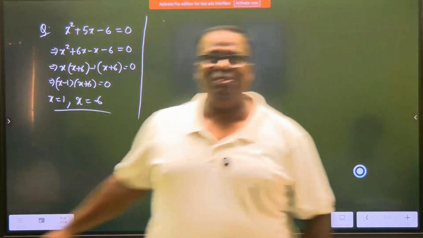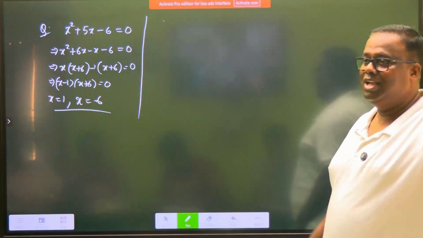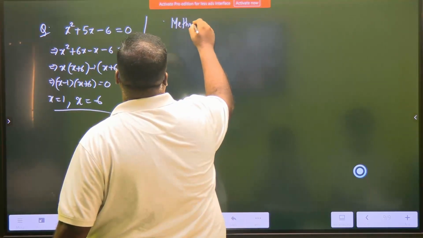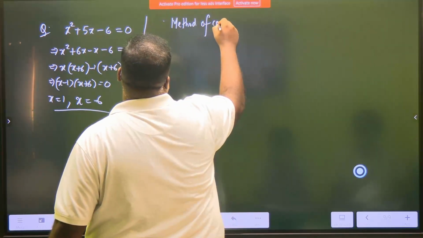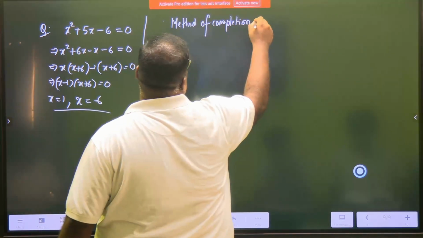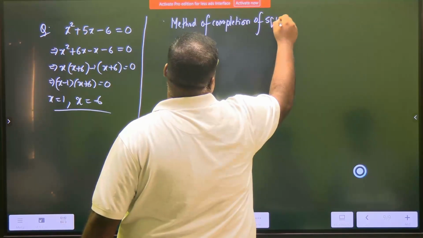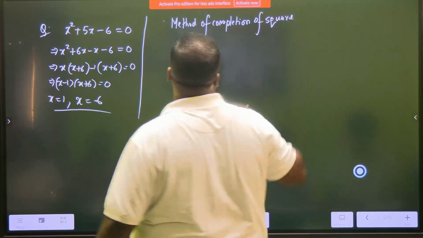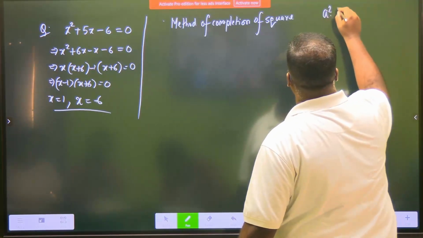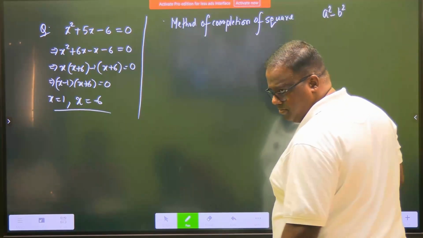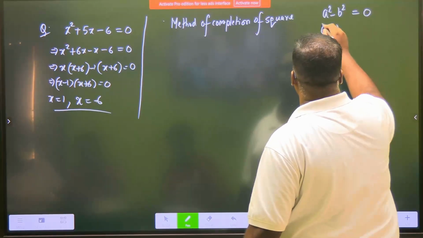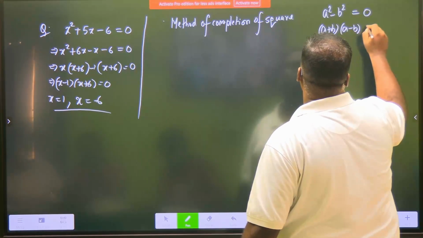Okay, fine. Now we are going to do what? Next method, which is known as, and pay attention, method of completion of square. Method of completion of square. Do you know a formula called a square minus b square? If I make it equal to 0, then left hand side becomes a plus b into a minus b equal to 0.